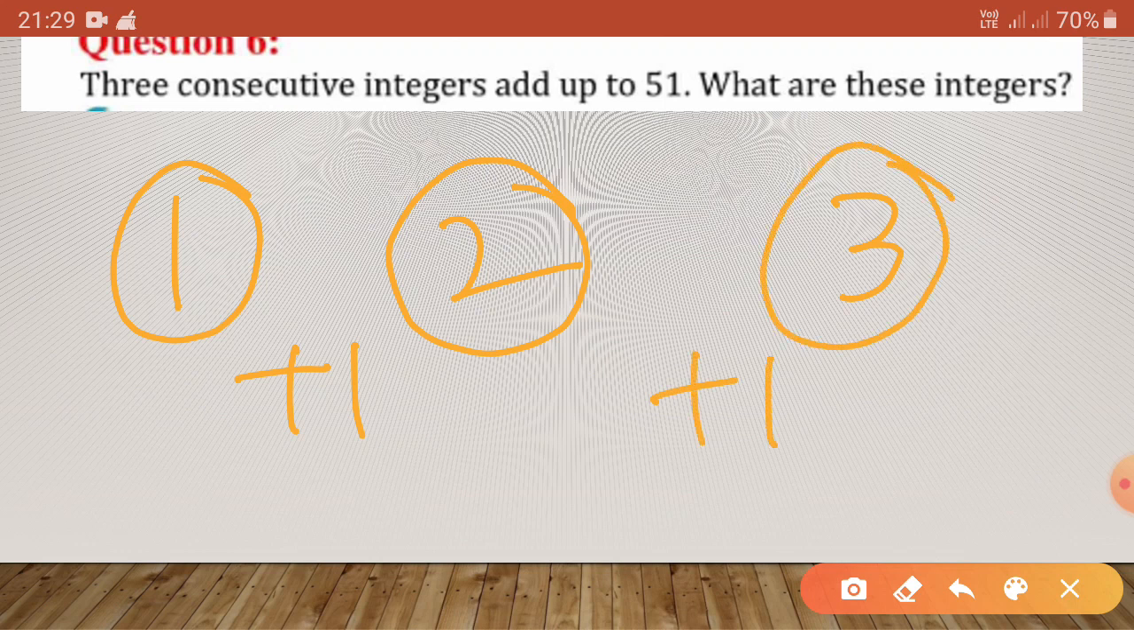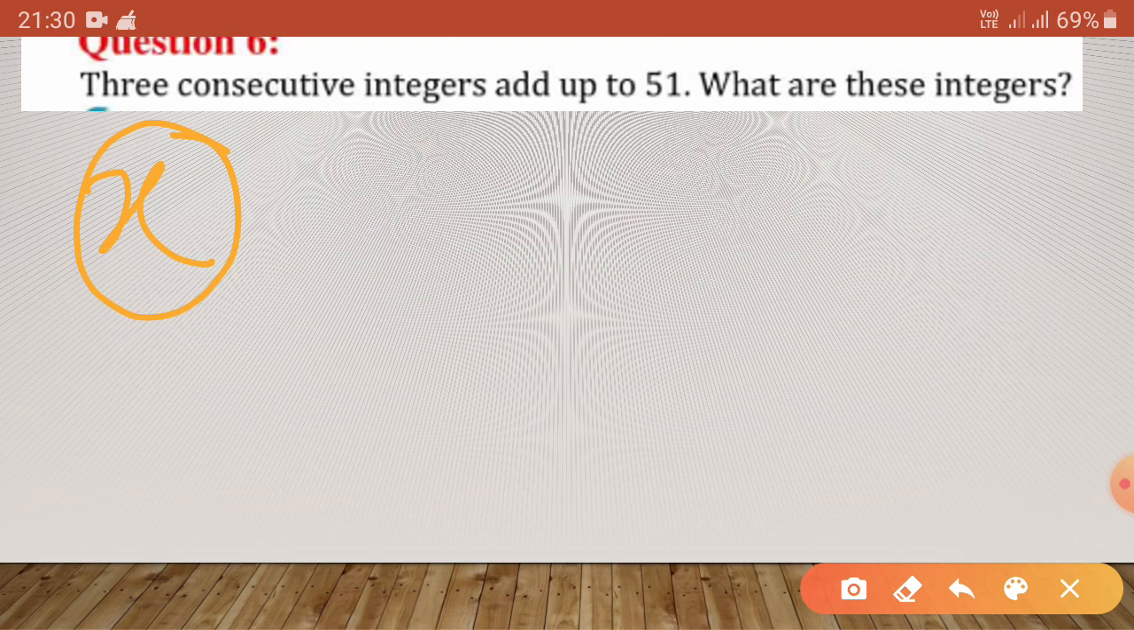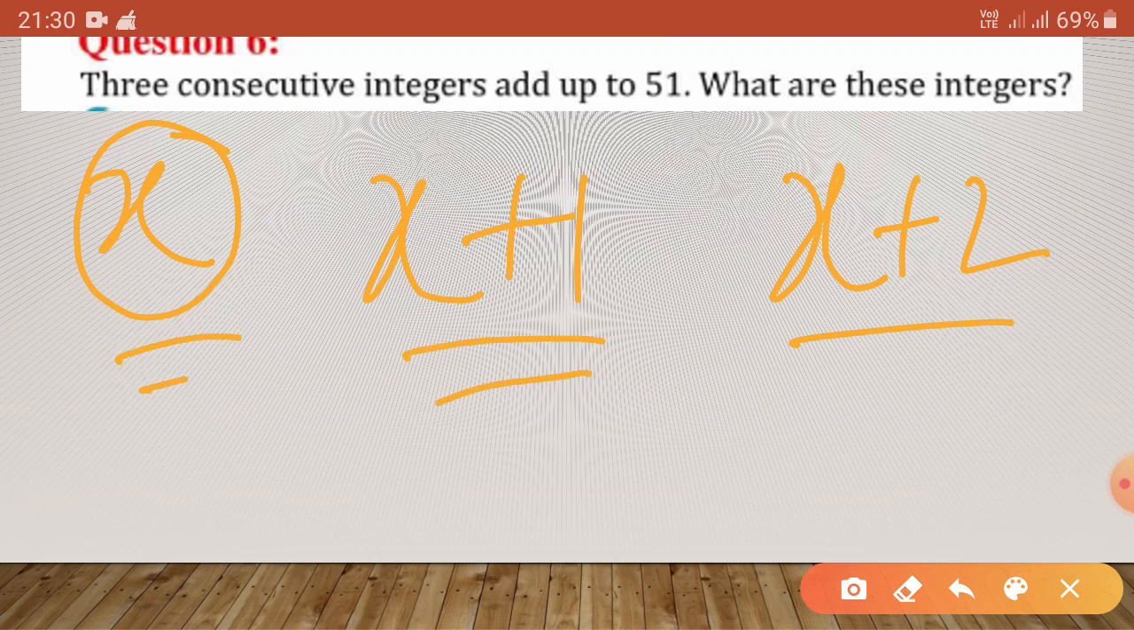So for three consecutive integer numbers, it will be incremented by 1. If we think that the first integer is x, what will be the next integer? That is x plus 1. And what will be the next number? x plus 2. Yes, understand? So that is basically three consecutive integers.